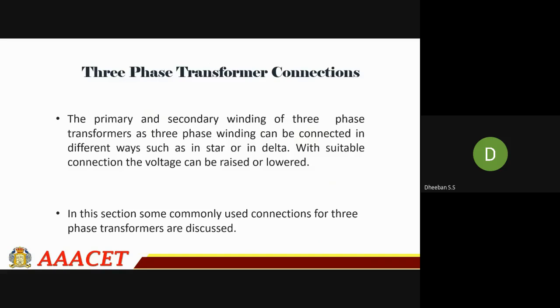Okay, so coming to the connections, as you know, the connections will be of either star or delta.